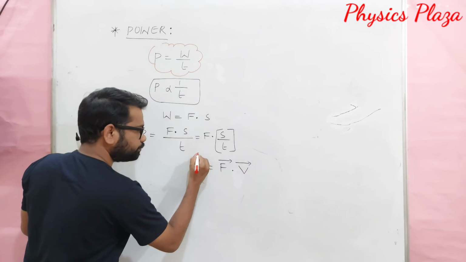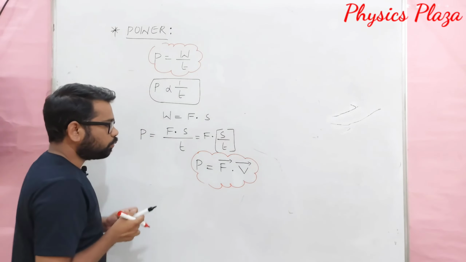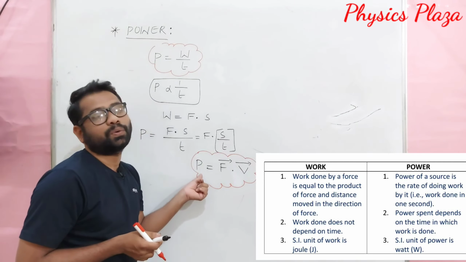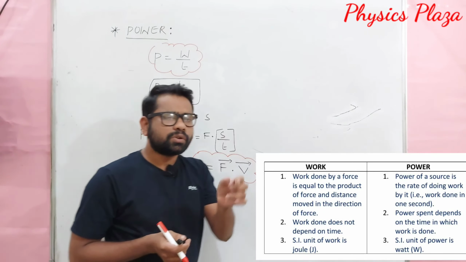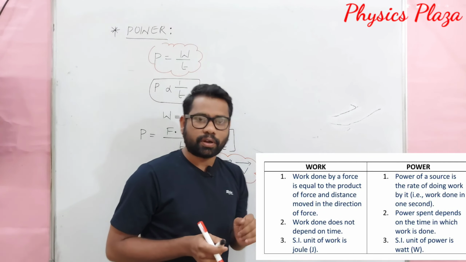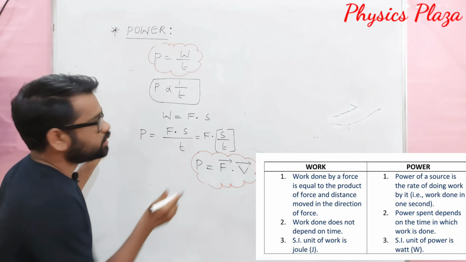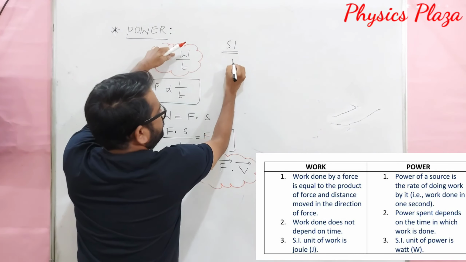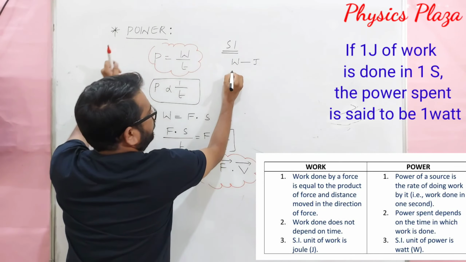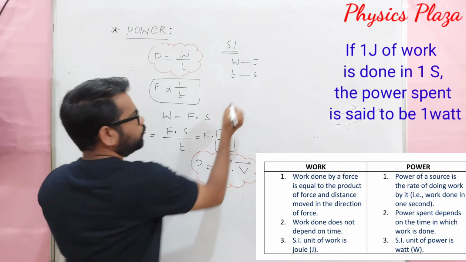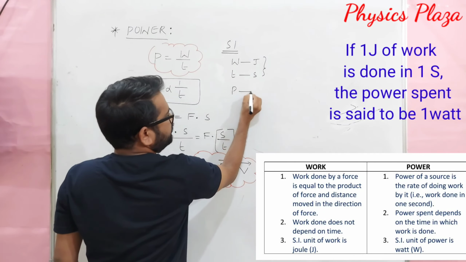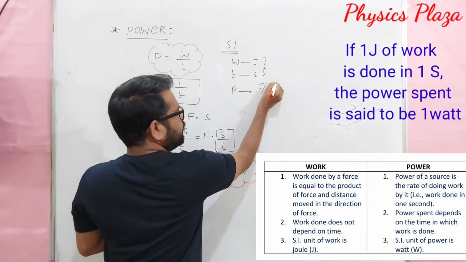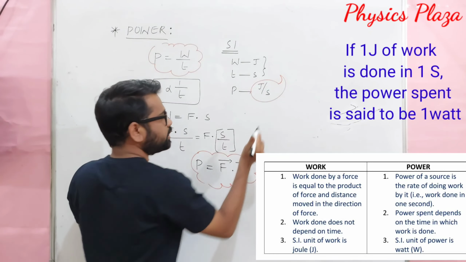So children, as I told you, it is one of the properties of the dot product. The dot product of two vectors is always a scalar only. So power is also a scalar, like work. Now let us see the units. What are its units? First, let us see the SI units. Children, in the SI system, work is measured in joules, whereas time is measured in seconds. So power is measured in joules per second. Children, this joule per second we call a watt.